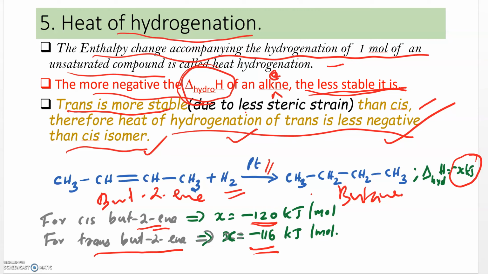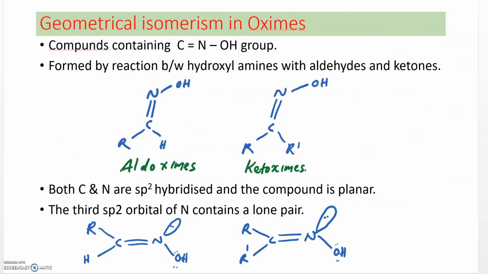These are the main properties of geometrical isomerism. Actually, these properties are used to distinguish between the geometrical isomers, cis and trans isomers. Next, we are going to discuss the last section of this chapter, that is geometrical isomerism in oximes. Oximes are compounds containing the C double bond NOH group.